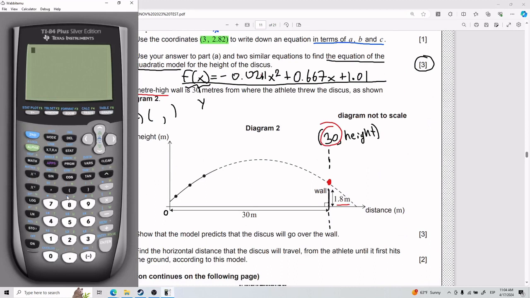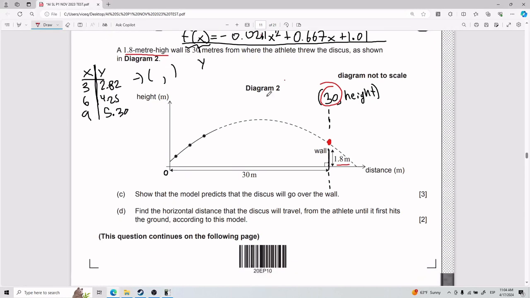So you plug in 30 for x, so negative 0.0211, 30 squared. We double check that it's correct. It looks fine by me. Plus 0.667 times 30 plus 1.01. And so here we see that you get a value of 2.03.